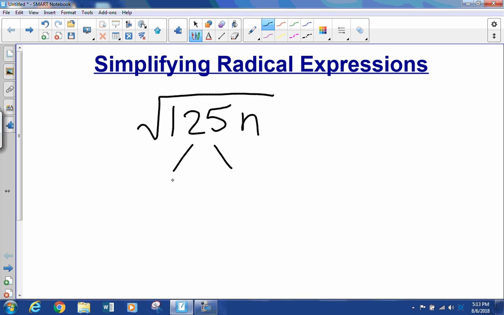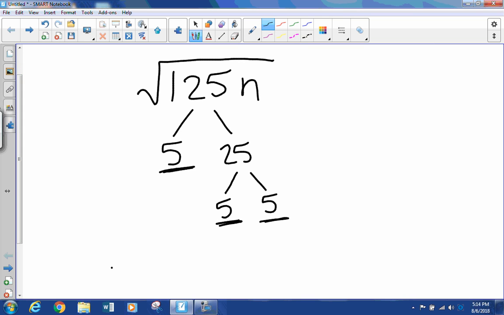So I would be asking myself what two numbers multiply to make 125, and I might say, well, 5 and 25 multiply together to make 125. Now 5 is a prime number, so it cannot be broken down anymore. I'll underline it so that I remember to use it when I write out my factorization. 25 can be broken down further. It's the same as the product of 5 and 5. Again, since 5 is prime, I'm going to underline both of these, and that tells me that my prime factorization for 125 can be rewritten underneath this radical as 5 times 5 times 5.